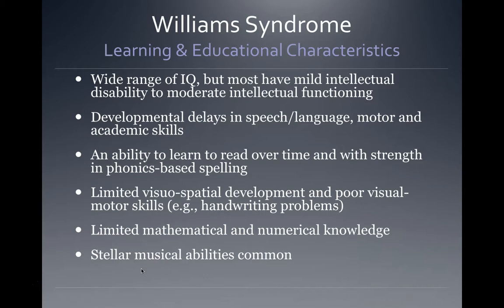As far as reading, most individuals with Williams syndrome are able to learn to read, and they do have a strength in phonics-based spelling, so spelling words exactly as they sound. We know that there are limitations in visual spatial development with poor visual motor skills, which do lead to some difficulties with handwriting, and also difficulties with mathematical or numerical knowledge. The video also highlighted the stellar musical abilities, which I've seen across children and adults that I've worked with who have Williams syndrome. It's pretty amazing, this affinity that they have for music and understanding music, and also really enjoying it.